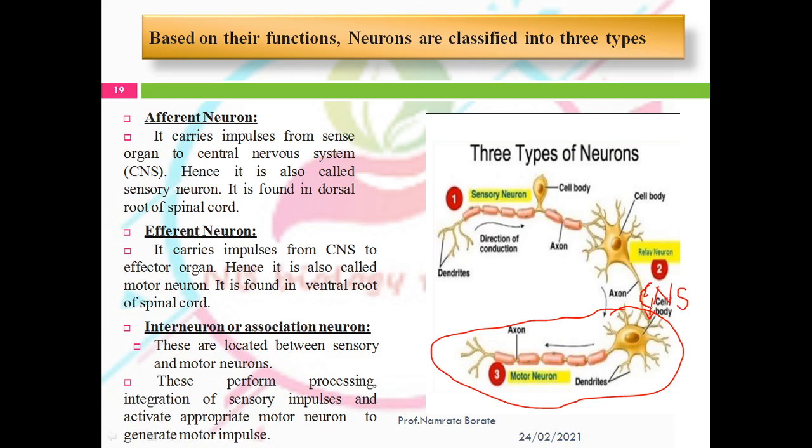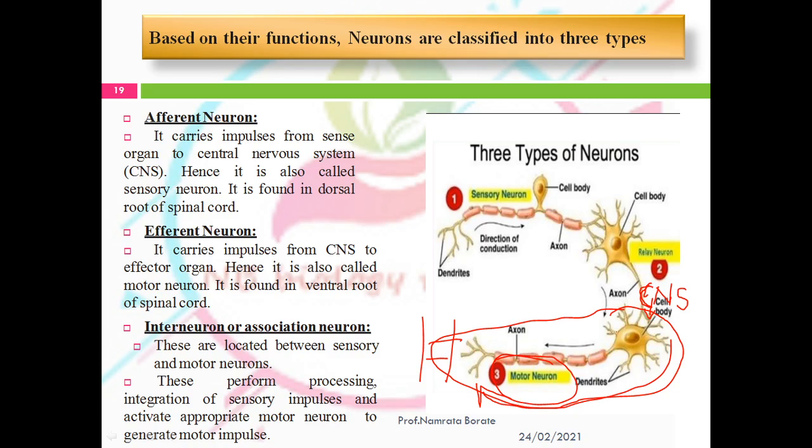The CNS is the central nervous system, which consists of the brain and the spinal cord. The efferent neuron carries the impulses from the CNS towards the effector organ. So here there is a presence of the effector organ. Hence, it is also called the motor neuron, and the muscles are here.